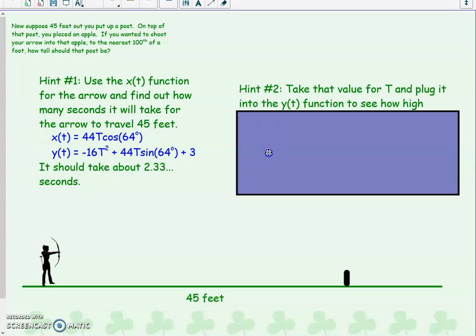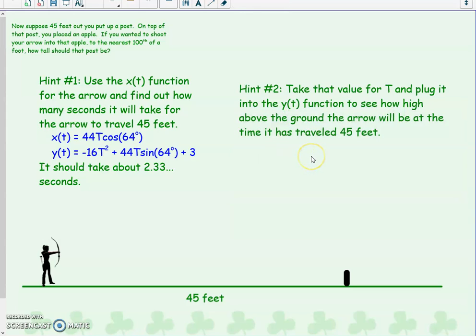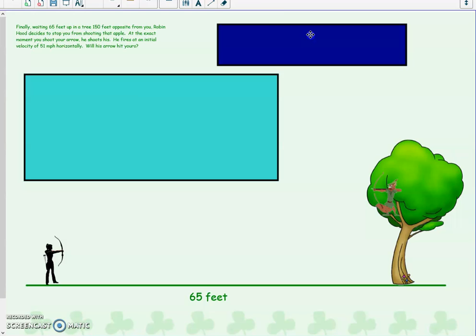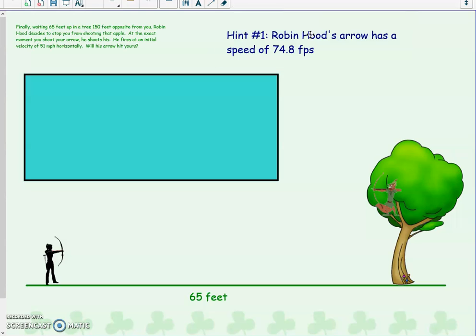Take that value for t and plug it into the y value to see how high you are 45 feet away. And now for the last part. Hint number 1. Make sure you have Robin's correct arrow speed. Again, we had to convert that into feet per second.